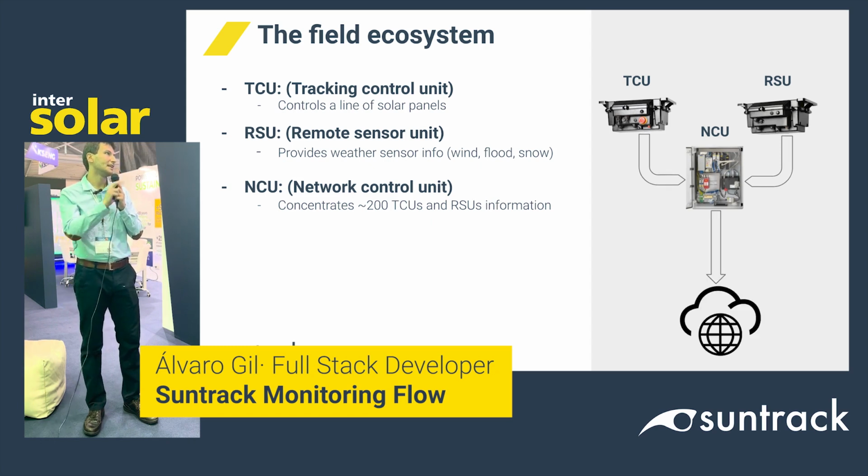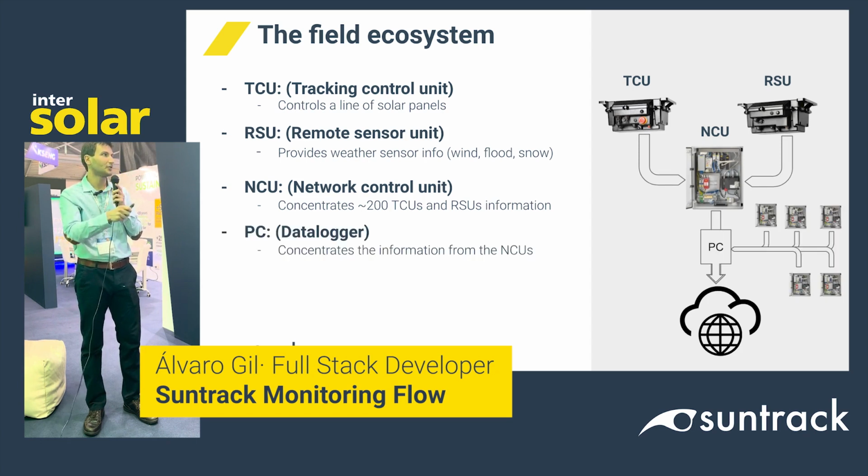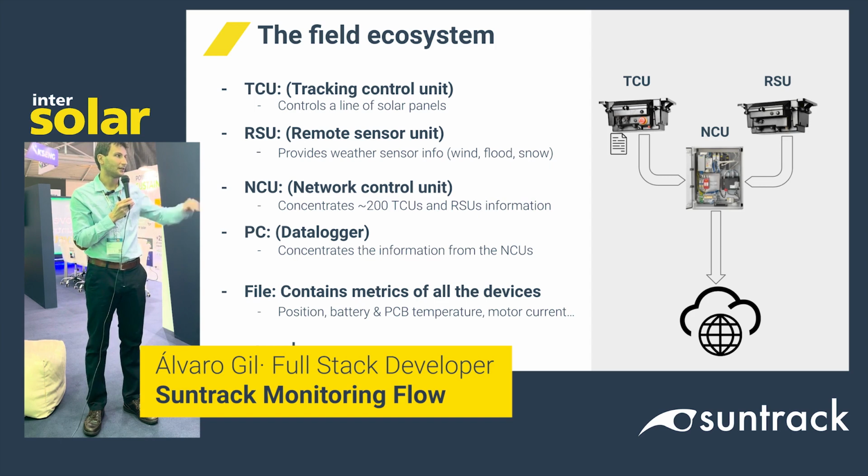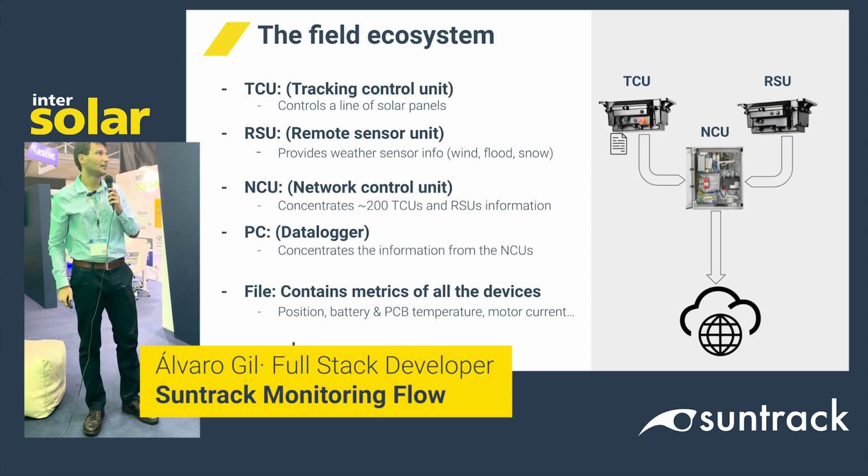Well, basically, in fact, the diagram is not that simple, because under an NCU we would have up to 200 TCUs, and in between the NCU and the cloud we will have an industrial PC, which is actually doing the connection to the internet. And under the data logger, we will have several NCUs, as many as your solar field has. But to keep things simple, we will leave it like this.